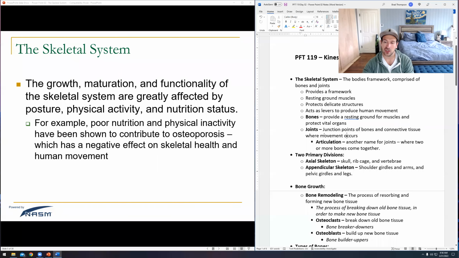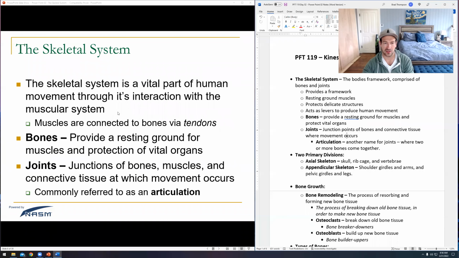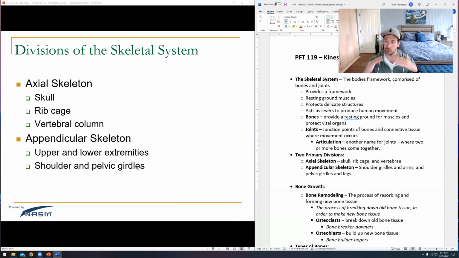So your joints are, like I said, the points where bones are coming together. They're going to be connected via ligaments, right? So ligaments attach one bone to another, and then your muscles are manipulating those bones because those muscles are attached with tendons. We'll talk about the differences between those in just a little bit. So the bones are providing that resting ground. The joints are the junctions where the manipulation can occur. And that's what we call an articulation, because that's where the movement occurs.